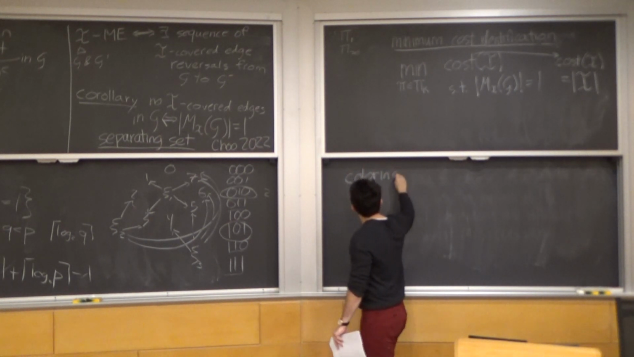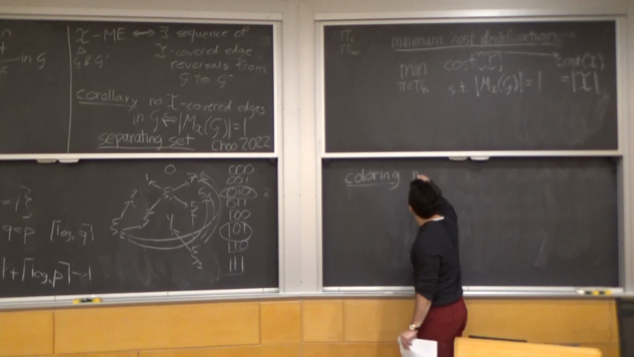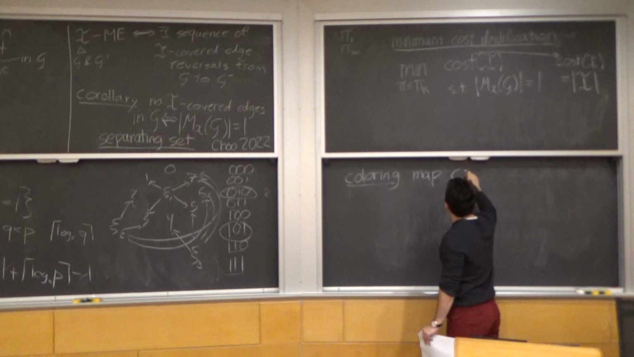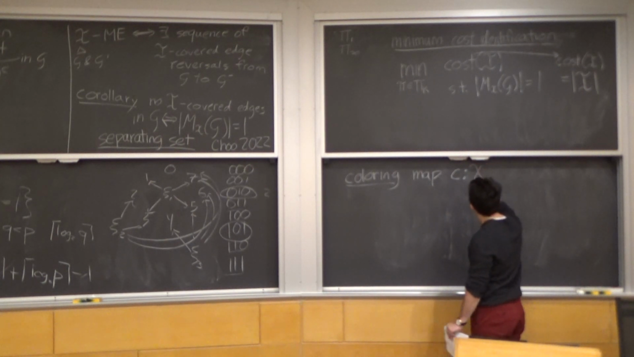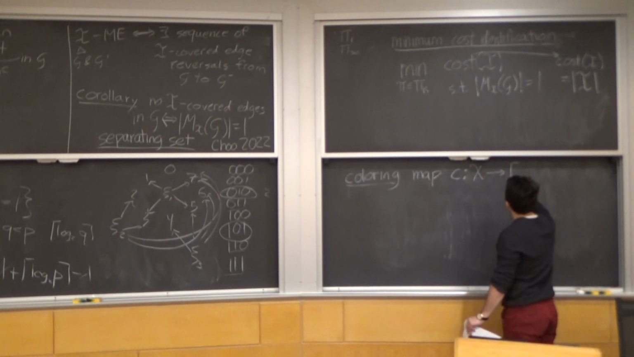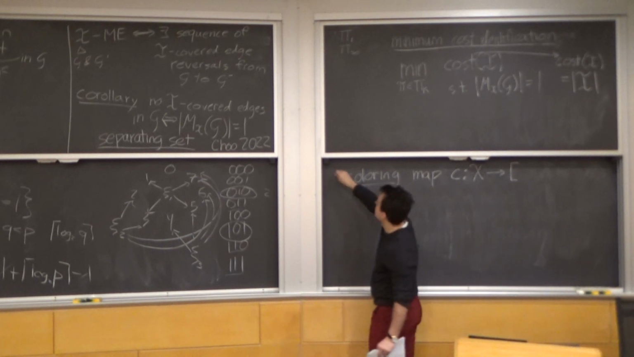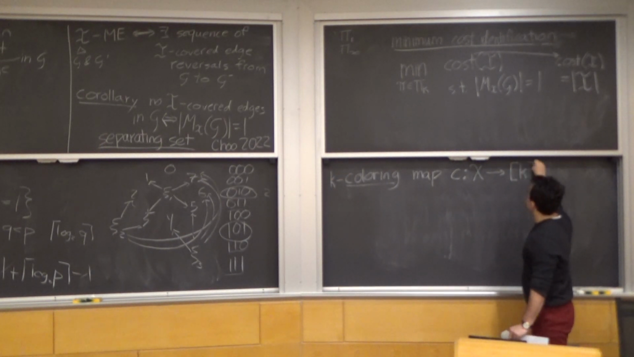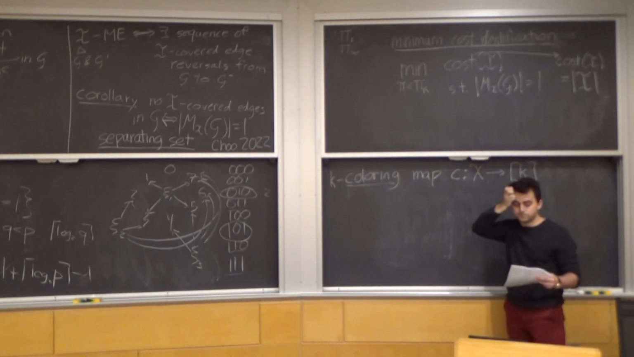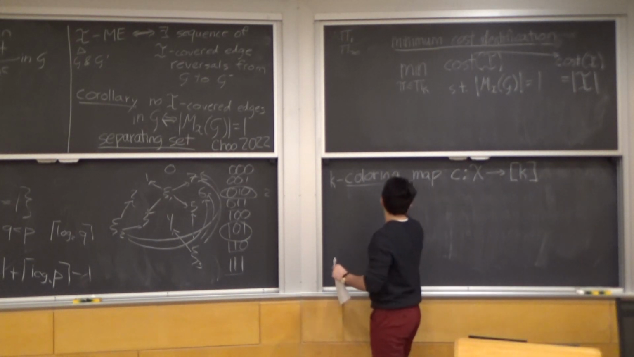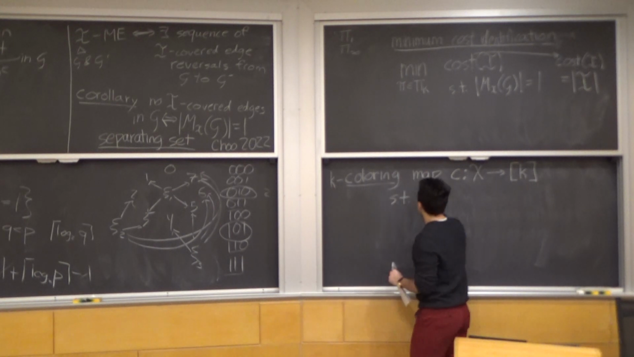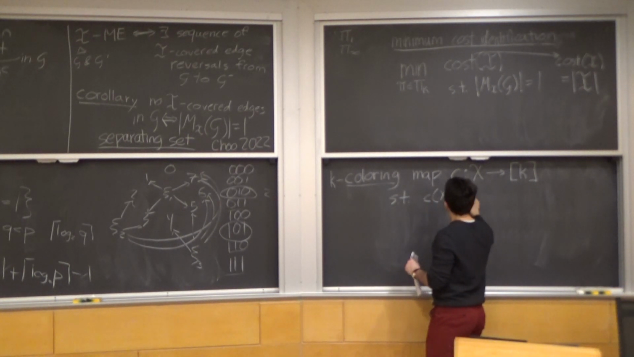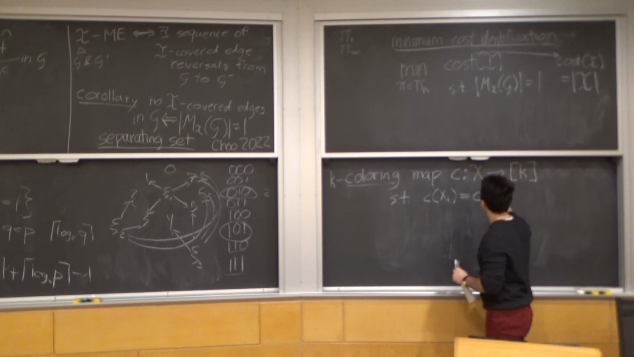is a map. We can just call it C, and it goes from the nodes in the graph to, so we would call this a K coloring, the set of integers 1 through K, and it's such that we don't have the same color between two adjacent nodes.